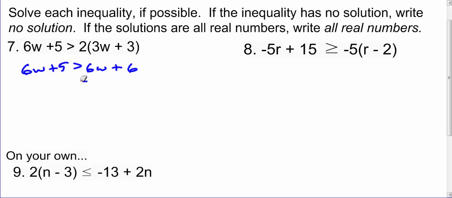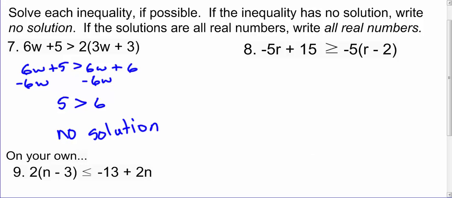Now, as you know, we really want to get all the w's to one side of the inequality. What's going on here? I see that 5 is greater than 6. Now, I don't know much, but one thing that I do know is that 5 is never greater than 6. So I can just simply write no solution. That can't happen, folks. All right, let's take a look at the next one.